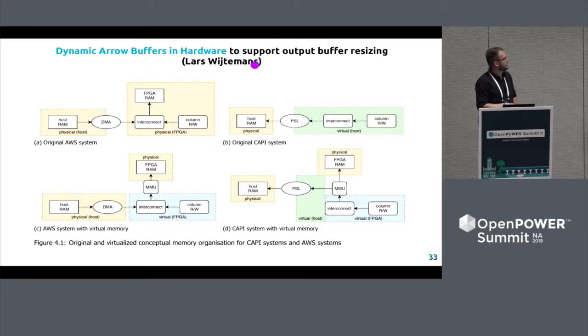So this is an image of what Lars Weitemans is doing on dynamic Arrow buffers in hardware. This is what it looks like for CAPI. So you have the host RAM, the PSL, the interconnect, and then your ArrayReaders and writers. Here it's called column reader writer. And so he's going to add a virtualization and memory virtual layer to that.